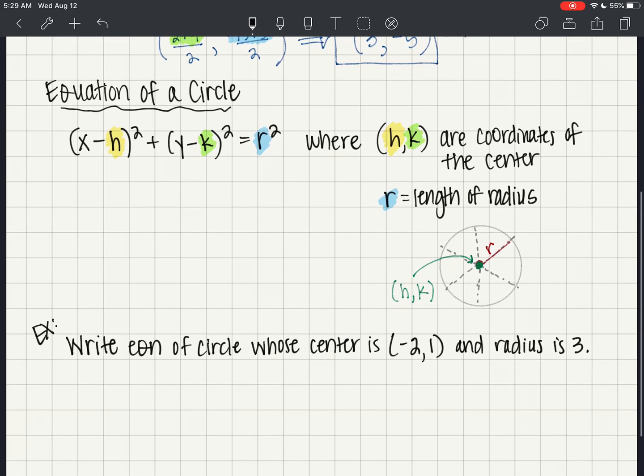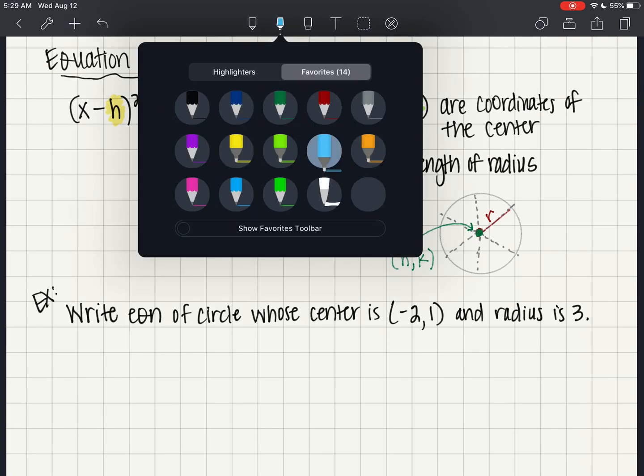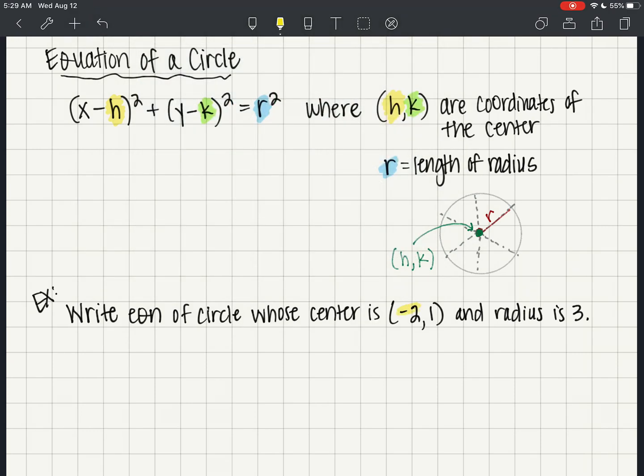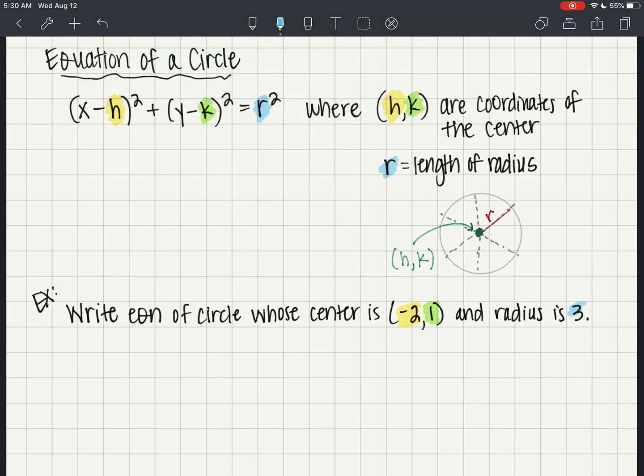We are ready to write the equation of a circle whose center is at -2, 1, and radius is 3. So I highlighted h with a yellow highlighter. So I'm going to highlight -2 because that is my h value. I'm going to highlight that +1 as my k value. And my radius length is 3. We'll highlight that, keeping the highlighted colors the same.